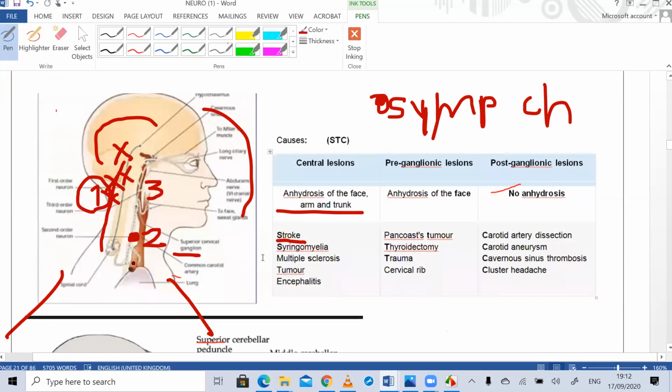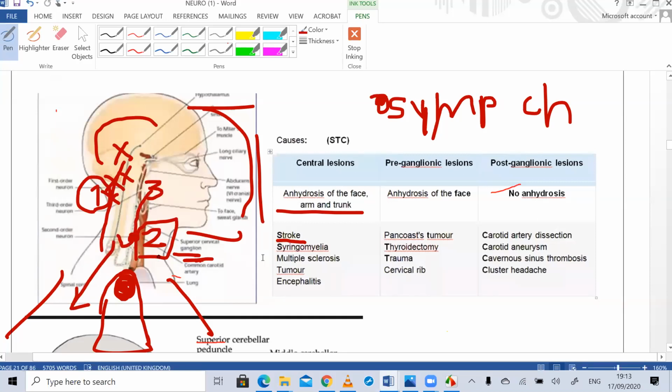But whenever you have a Pancoast tumor due to lung cancer, compressing the second order neuron at the level of the superior cervical ganglia, you will have ptosis, miosis, anhidrosis, but the anhidrosis will be of the face only, not the trunk, because the trunk is supplied before reaching the second order. So anhidrosis to the face only comes with a Pancoast tumor or any lesion at the level of the second order neuron.